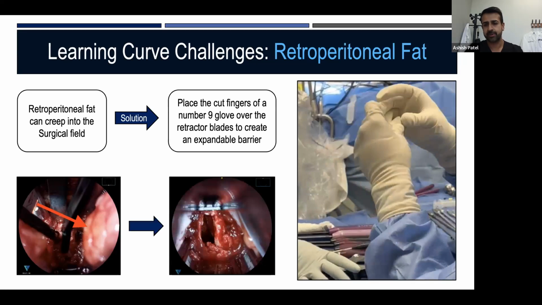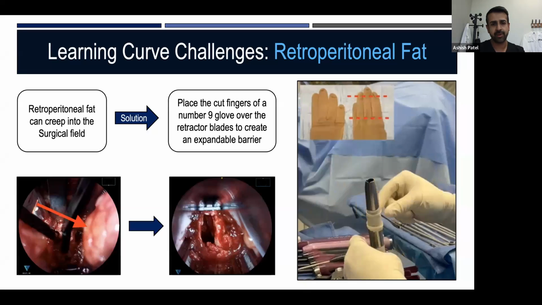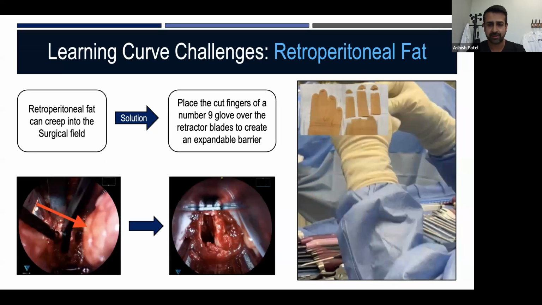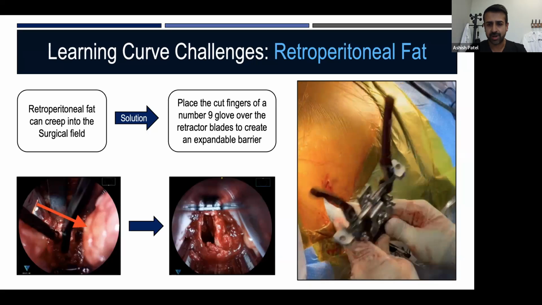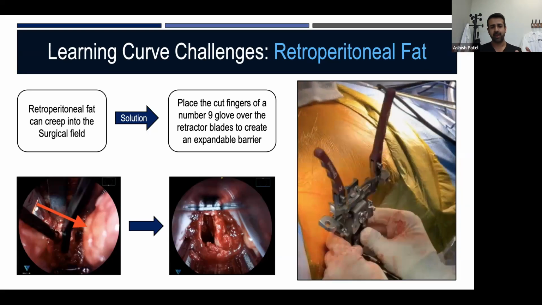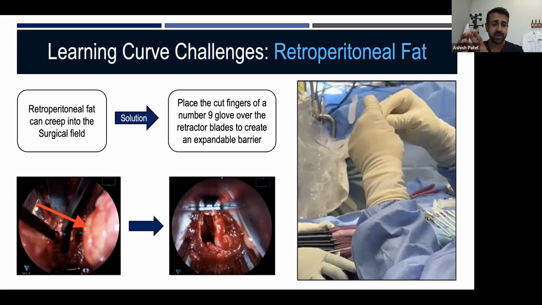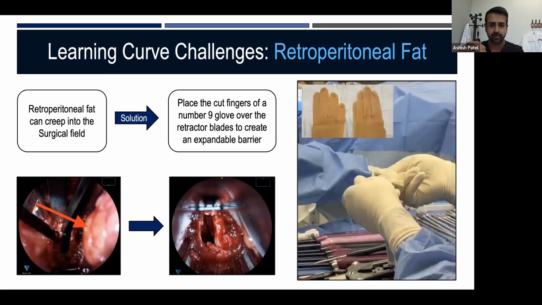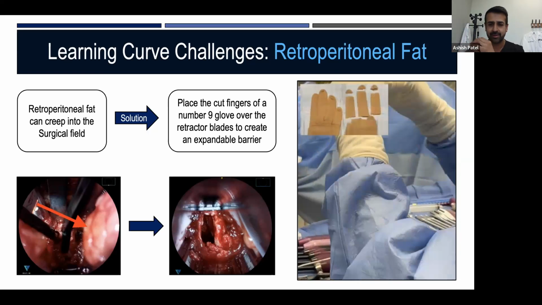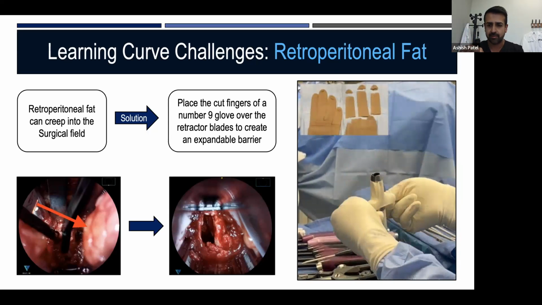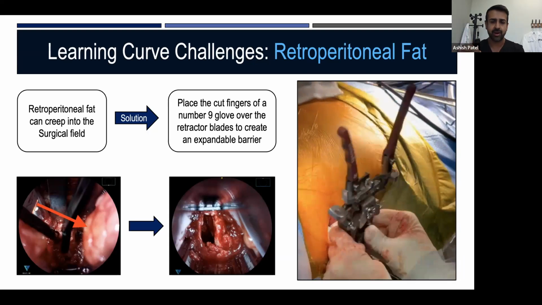And so we developed a method in which we would place the cut fingers of a number 9 glove over the retractor blades, like you see on this video. As we placed the retractor within the retroperitoneum and expanded it, we would create a safe working corridor that would minimize the fat creep from coming into visualization. And this is something that we interacted with, right, Mike? Something that I think a few people found pretty useful, and they integrated into their workflow.